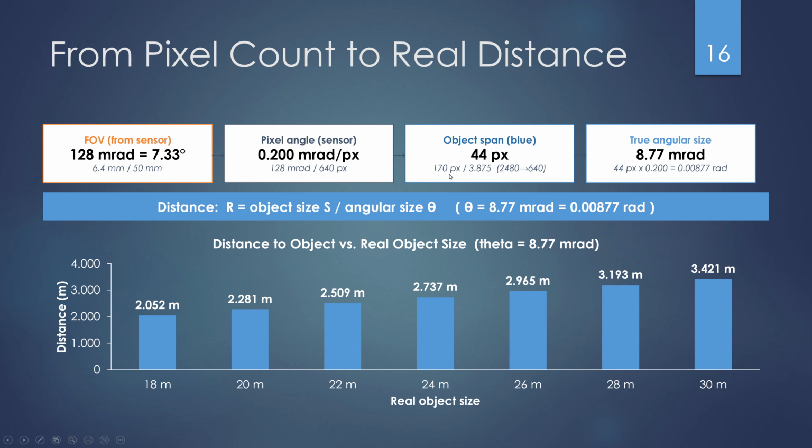This is 170 pixels over, since it's a 2,480 wide picture, we need to scale it down by 3.85, so we get a 44 pixel object span on sensor. And this gives us the true angular size. Now, when we do that, we only know this number here, theta, which is what we want, because then these others are linearly related to each other. So if the plane that we saw is 30 meters long, it was about 3,421 meters away from the people when they've taken the picture.